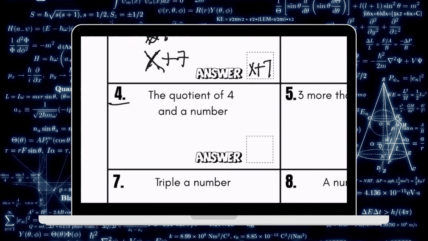Okay, since 4 is just right here, let's go ahead and do number 4. The quotient of 4 and a number. So we know quotient means I am dividing. So the quotient of 4 and a number. So we're going to do 4 divided by a number that we don't know.